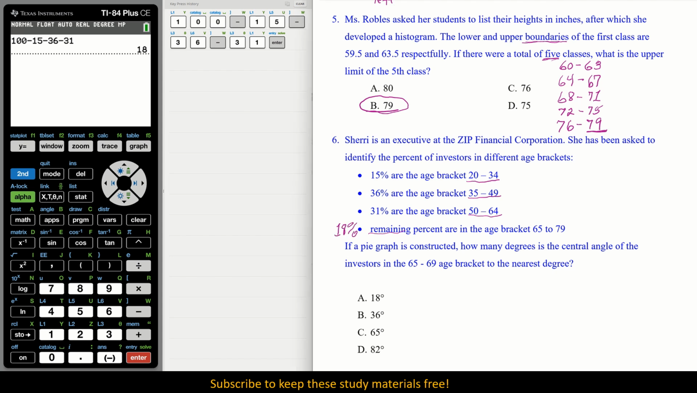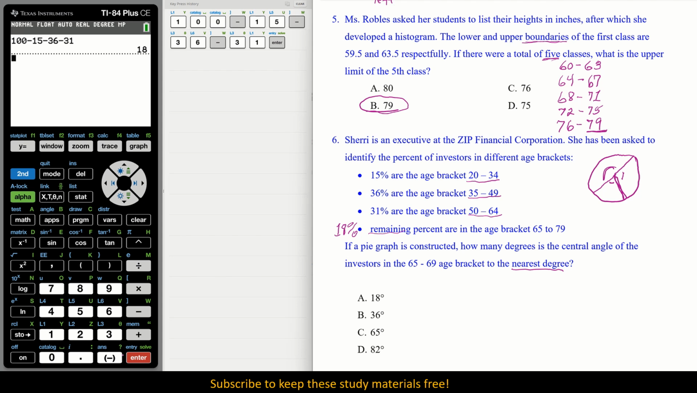So we know that. So now they say if a pie graph is constructed, how many degrees is the central angle of the investors in the last age bracket, the 65 to 69 age bracket, to the nearest degree? Okay, and that says we have to round some. Okay, so what's going on with that? When they say central angle, remember on a pie graph, angles can be split up. So these are the angles that we need, okay? Regardless of what they are.